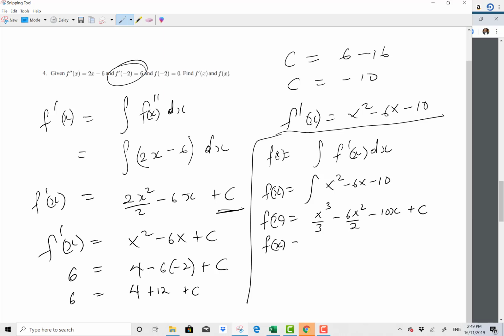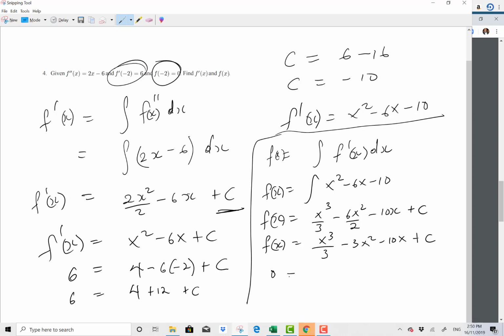Simplify, I'm going to get f of x equal to x cubed divided by 3, minus 3x squared minus 10x plus c. So that is my derivative. Now they give us another condition. They told us that for f we have that as the condition.